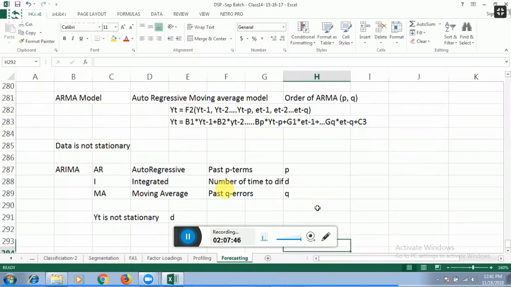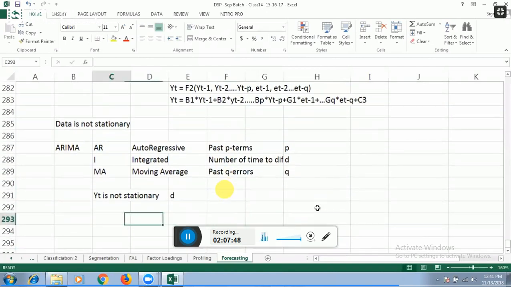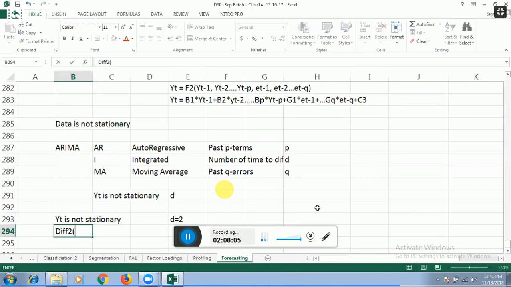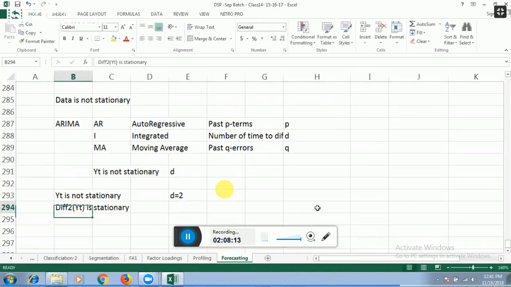So this is the same as, suppose a series yt is not stationary, and you converted it, for example, d equal to 2. That is nothing but after 2 times of differencing the series, diff of 2 yt is stationary. Okay, so assume diff yt is zt.